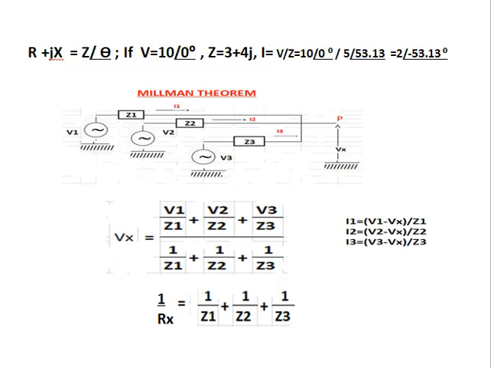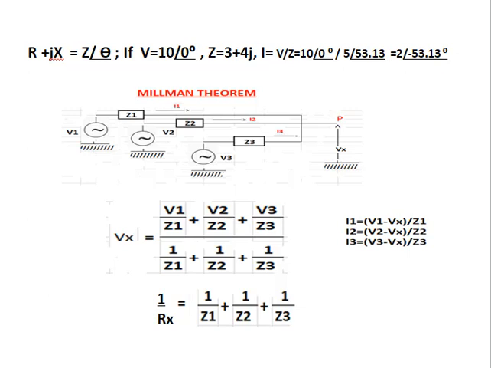Complex number R plus jX is equal to Z angle theta. If V is equal to 10 angle 0 degree, Z is equal to 3 plus 4j, I is equal to V by Z, that is 10 angle 0 degree divided by 5 angle 53.13, which is equal to 2 angle minus 53.13 degree.